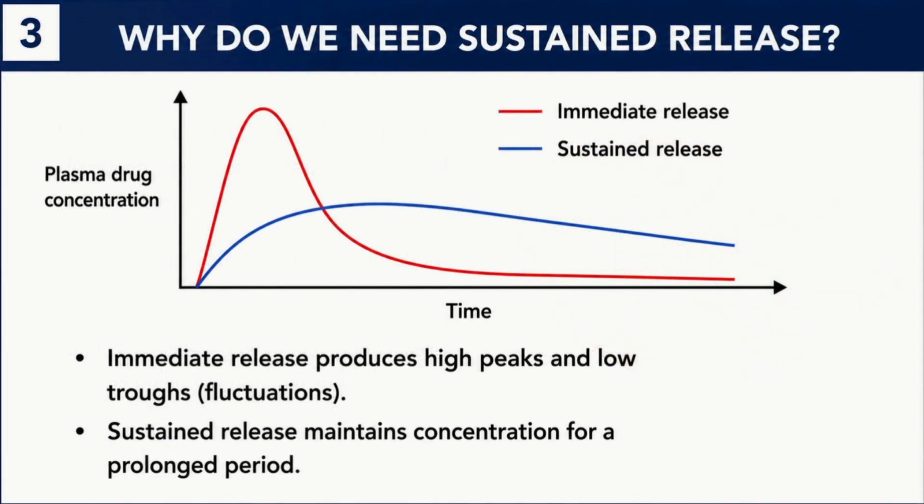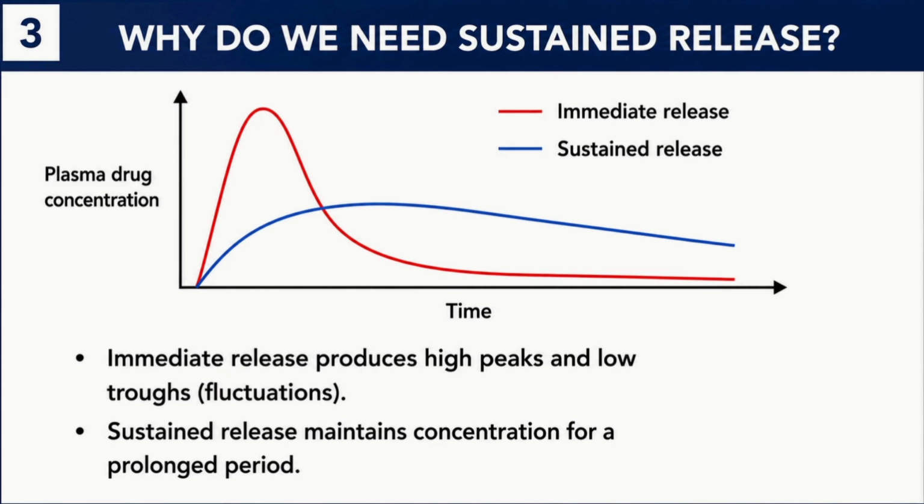Why do we need sustained release? Let us now understand the pharmacokinetic problems that sustained release systems attempt to solve. After administration of an immediate release dosage form, the plasma concentration usually increases rapidly and reaches a maximum concentration, called Cmax, at a particular time. That time is noted as Tmax. After this peak, the concentration will decrease again.